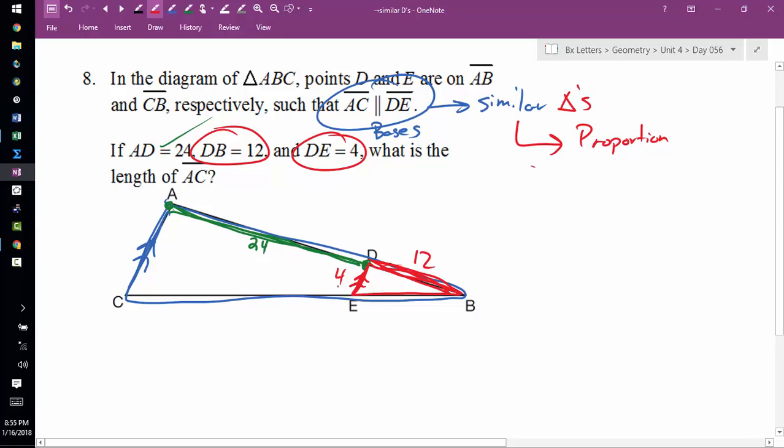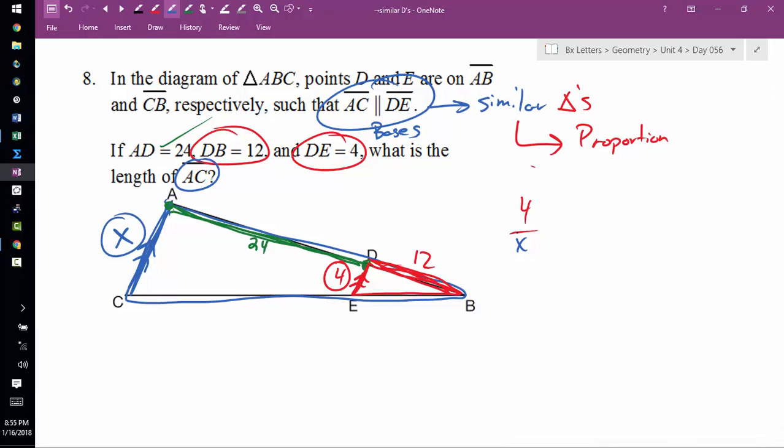And I guarantee you, they're asking me to look for the other base. And yeah, that's AC. So we're going to call that X. And already right off the bat, I can start making my proportion. I can say, look, this small base, 4, that's going to correspond to the bigger base. That's how I see this problem. The bases correspond. And here's where you're going to get trapped.